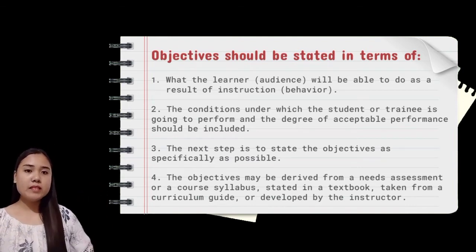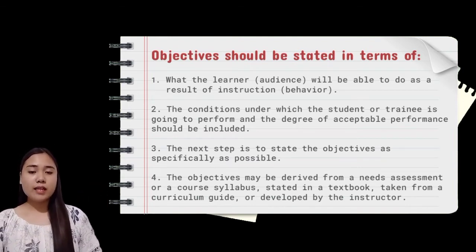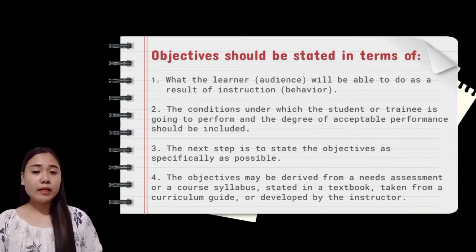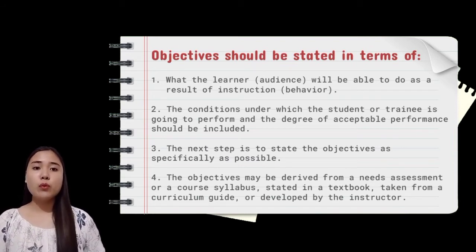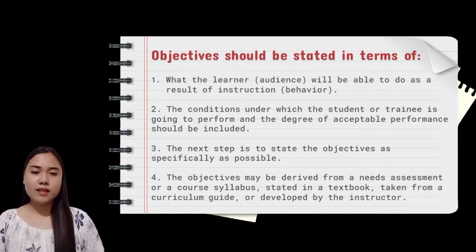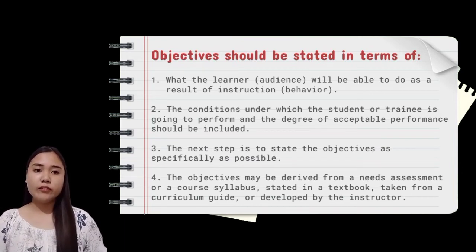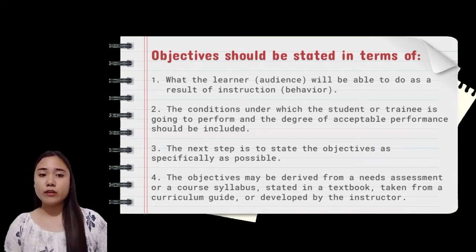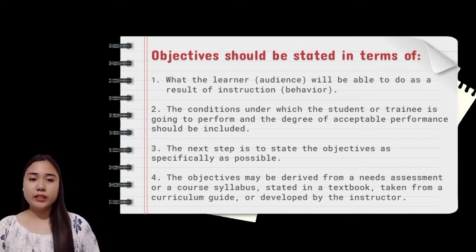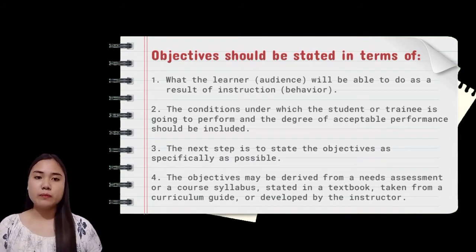So, the ABCD of well-stated objectives. A well-stated objective starts by naming the audience of learners for whom the objective is intended. Second, it then specifies the behavior or capability to be learned and the condition under which the capability would be observed. Specify the degree to which the new skill must be mastered.